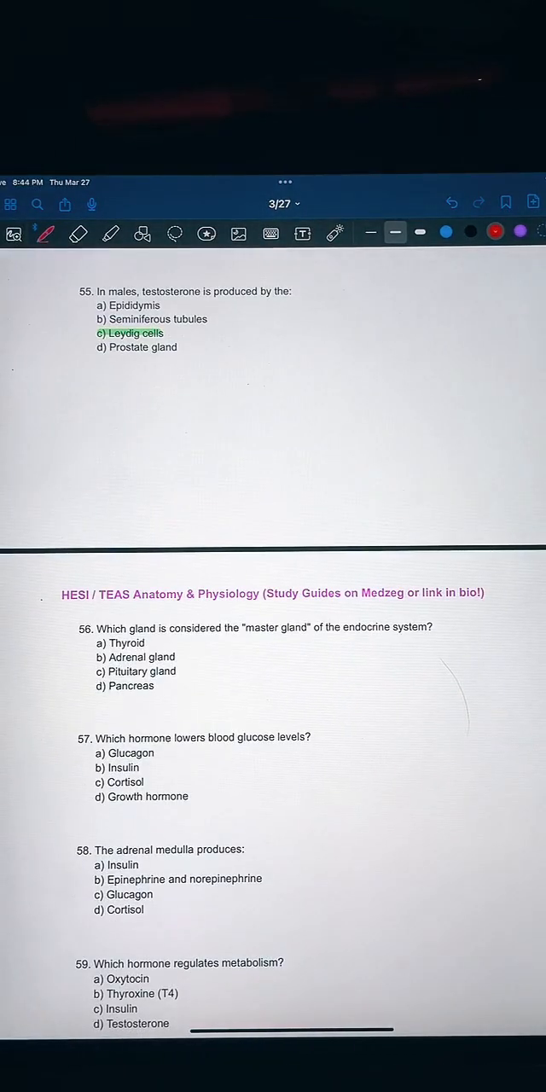Number 56, and we'll move down here. Number 56, which gland is considered the master gland of the endocrine system?